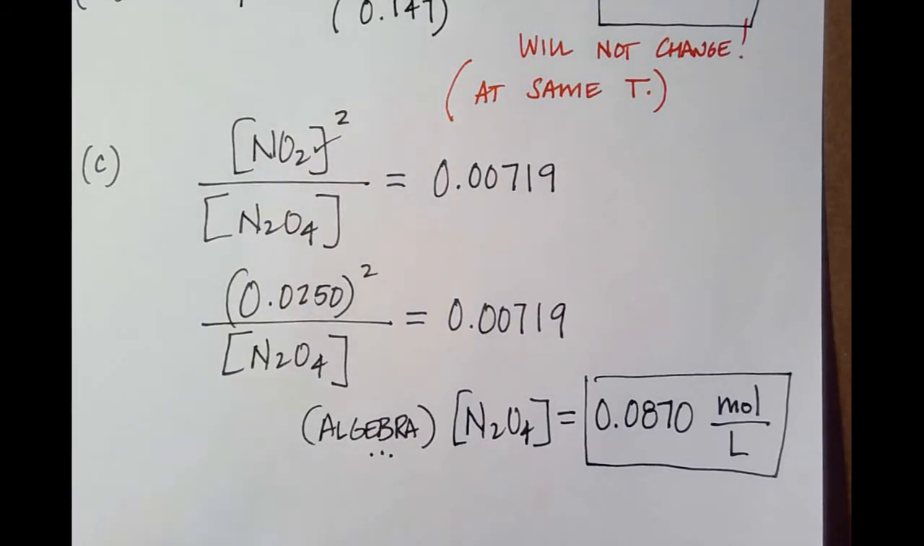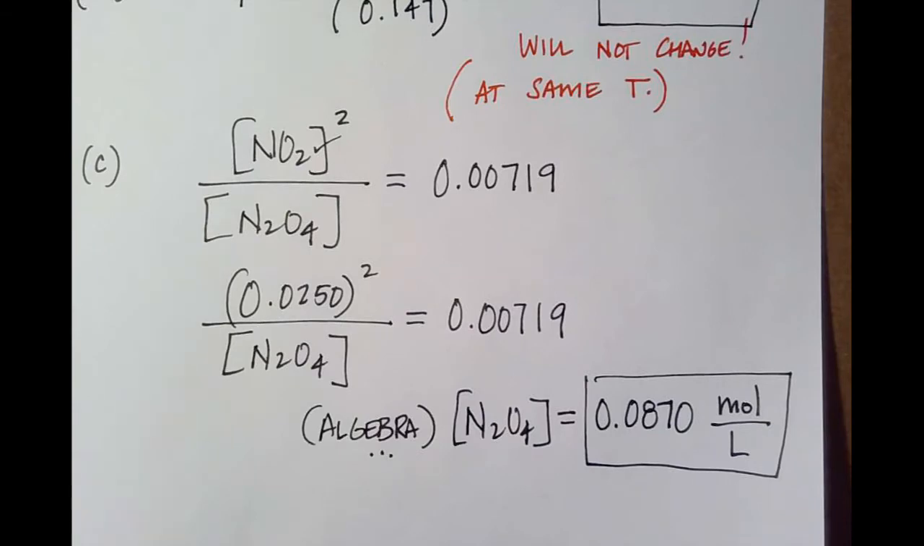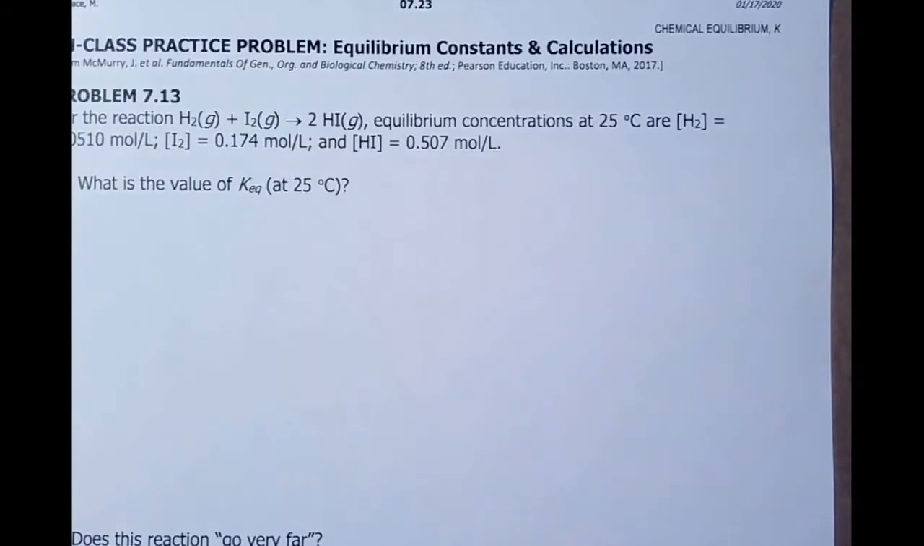That's it. For most cases, that's all we have to do. Now we have to think of maybe one other slight variation here, but that's it. That's the whole thing. What's the ratio of products over reactants? Raise their concentrations to the power of the coefficient from the balanced chemical equation. Let's do this one.